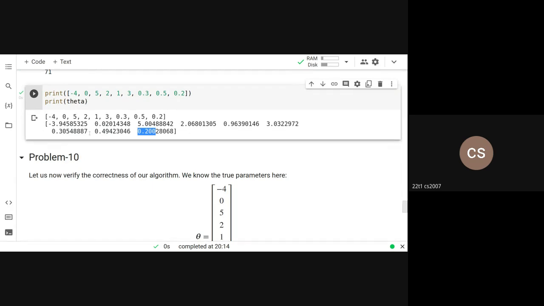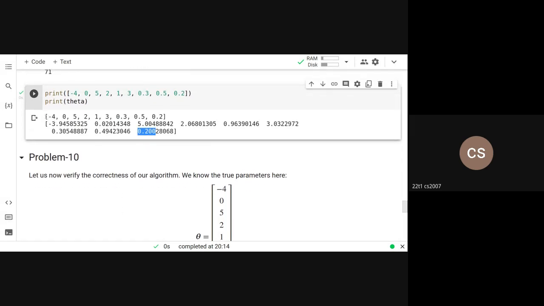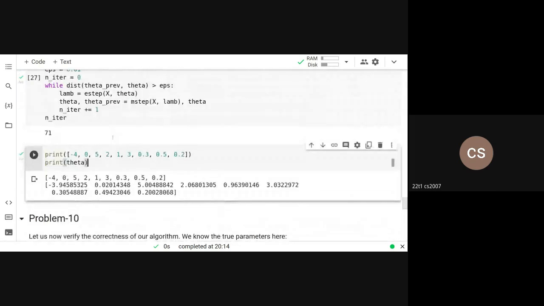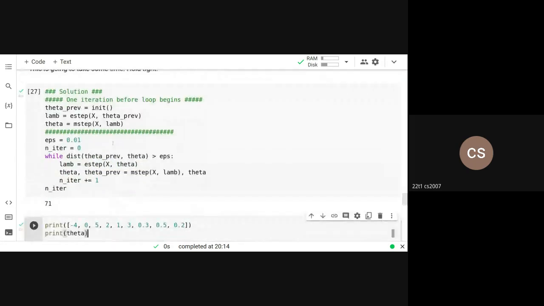So this is what the EM algorithm really is all about. Note that we won't have access to the true thetas. We'll only have access to the data X. We have to run the EM algorithm to estimate thetas. In this case, in the interest of verifying our algorithm, we have also generated the data and fit the parameters. I hope this is clear at least to some extent for those who are present.